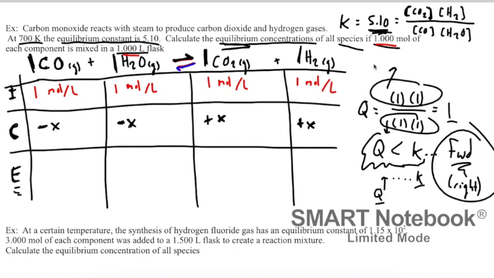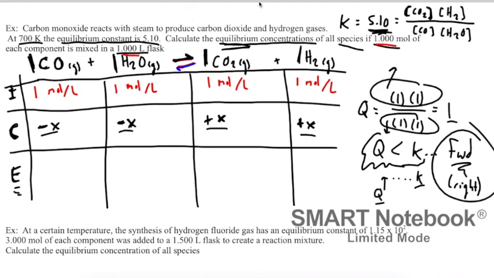And the way you do that is a quick comparison of Q to K. In this case, Q was less than K, so I know the reaction progresses to the right. The forward reaction occurs more significantly. My reactants get consumed, so they experience a negative change. The products get produced, they experience a positive change. And I know the second thing I have to do is think about the mole ratios, 1 to 1 to 1 to 1, so they all experience the same change, negative X and positive X.